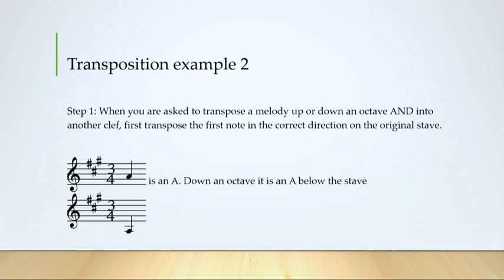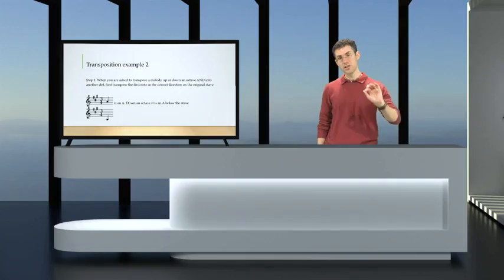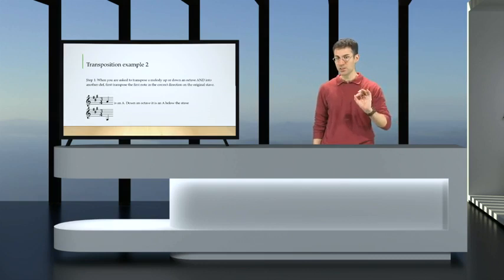Step one, when we're asked to transpose a melody up or down an octave and into another clef, first transpose the first note of the example in the correct direction in the original stave. So let's stay in the treble clef for the moment. We look at the first A, we've got to take it down an octave. Okay, that means that we're going to drop below the treble clef. And you'll see that I've written there the second A, just underneath, down an octave, is on the second ledger line.